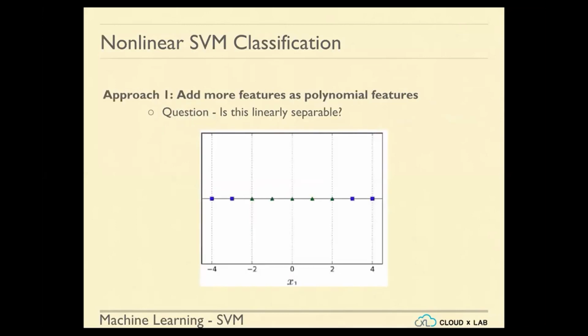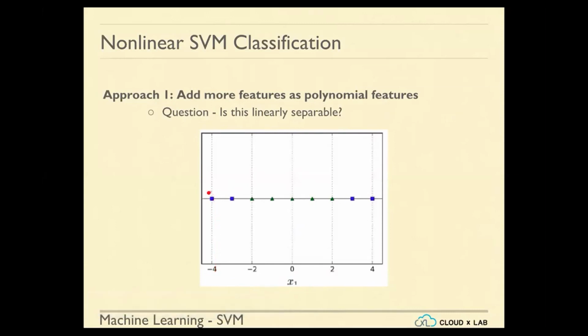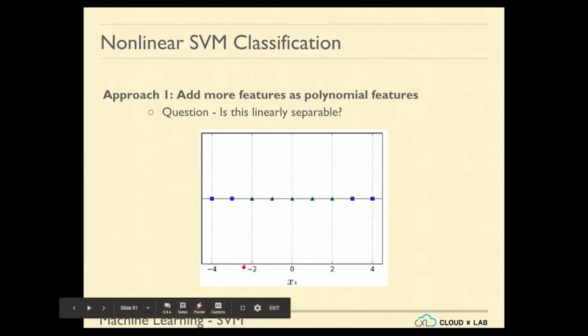Now imagine this is your data. As you are increasing x, the class is changing. So this is one feature. When the feature's value was -4, the class was a square. As the feature became -3, the class was still square, and then as we reached -2, it became a triangle.